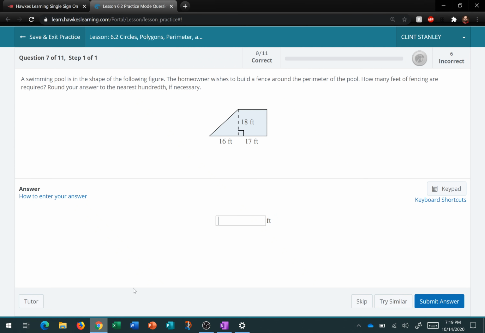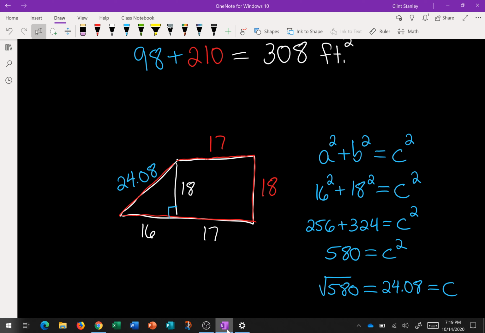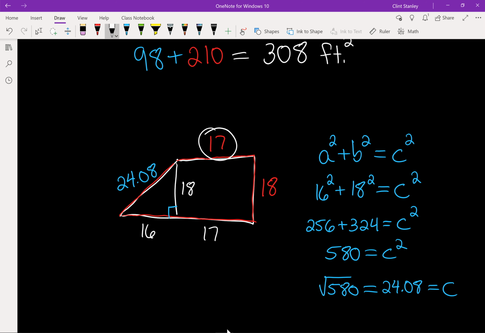And I'm guessing it tells us to round to the nearest hundredth, so 92.08 is what we would put in there. Okay. So just to make sure we're clear here, the numbers I added, okay, we added this one, this one, this one, this one, this one, right? The outside numbers. You don't have to add the 18 on the inside. So we want the perimeter.